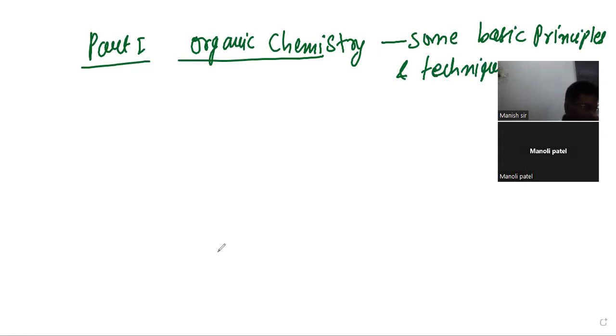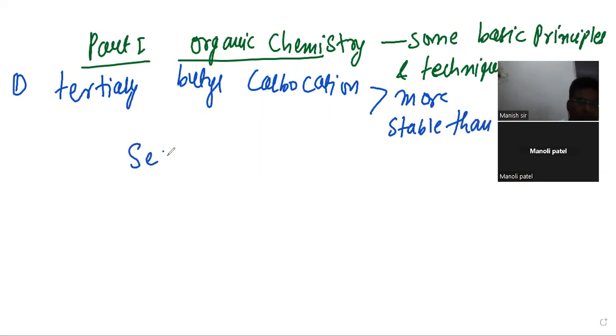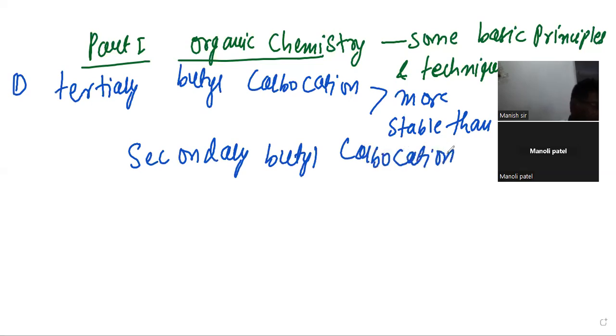Right. So let's see the first question. Tertiary butyl carbocation is more stable than secondary butyl carbocation because of the following. It was asked in 2020.